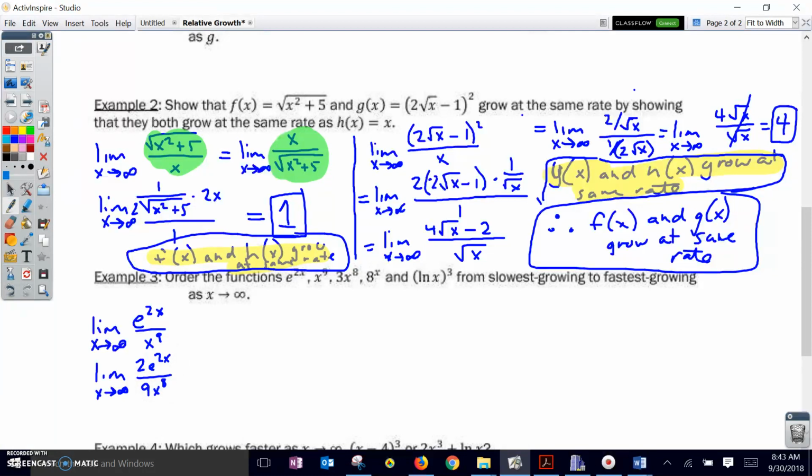And we keep having this e to the 2x in the numerator, but the denominator would get smaller and smaller in power. So we know that e to the 2x grows faster than 9x to the 8th. We have those two in order. Alright? And then we can compare 3x to the 8th to x to the 9th.